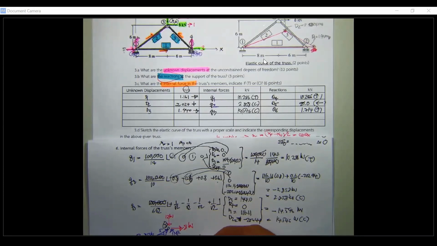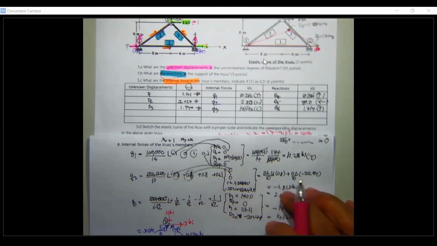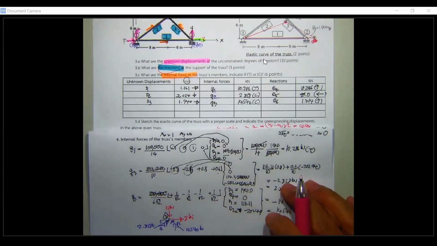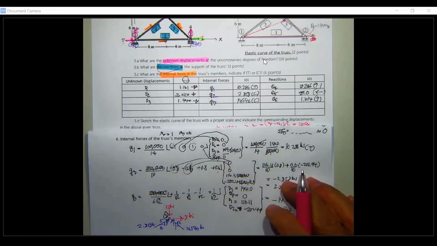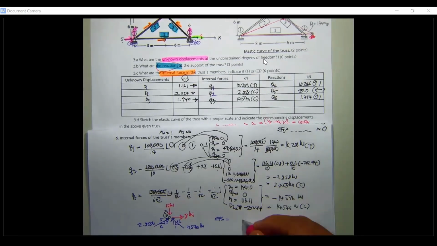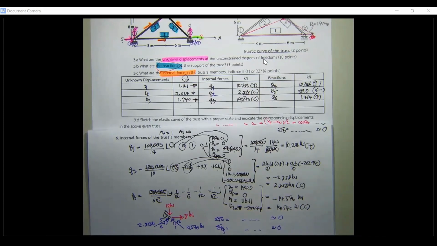Q3 is upward, and we have this one 14.546 kilonewton. So please check for summation of F sub x. It's going to be approximately 0. Summation of F sub y also approximately 0. If not, you have to check it again from the start.